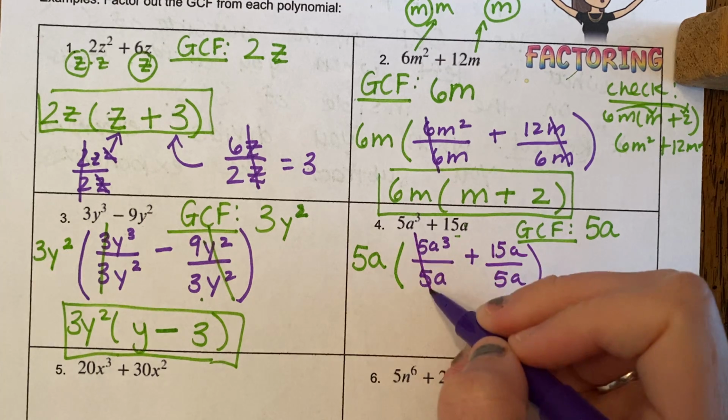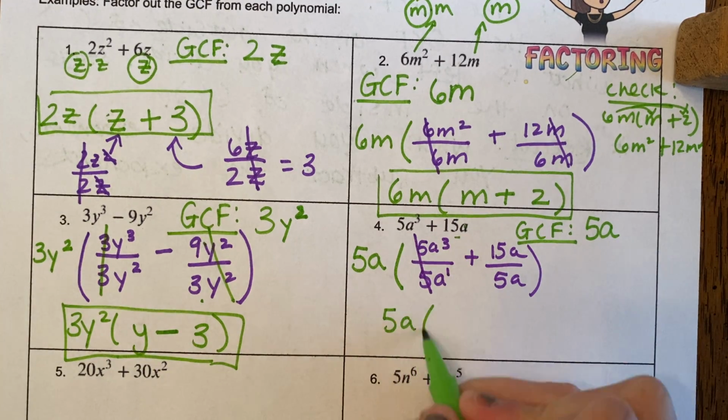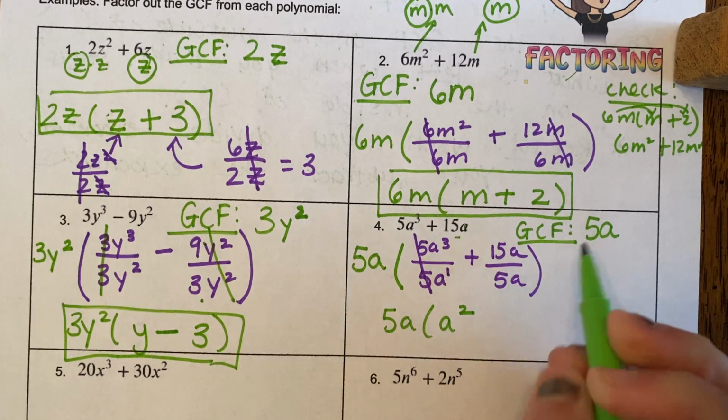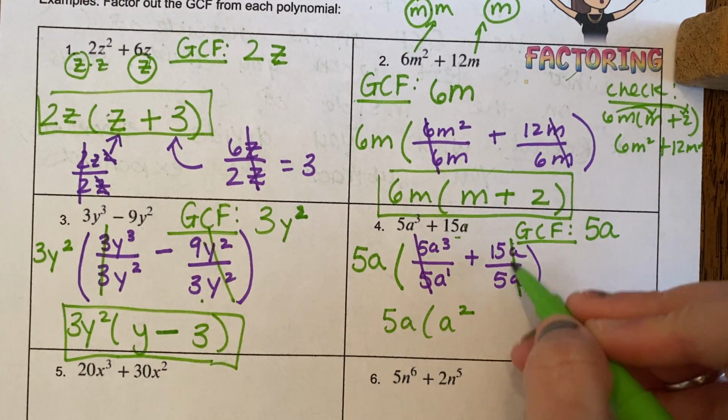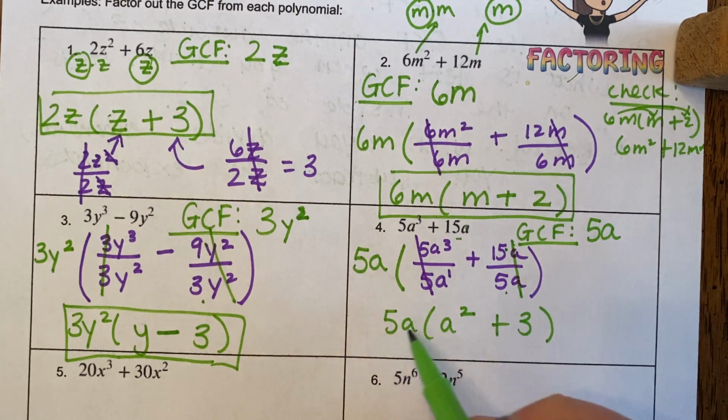So the 5's will cancel here, and I have a 1 there. So I'm left with a 5a times 5a squared. The a's will cancel here, and then 15 divided by 5 is 3.